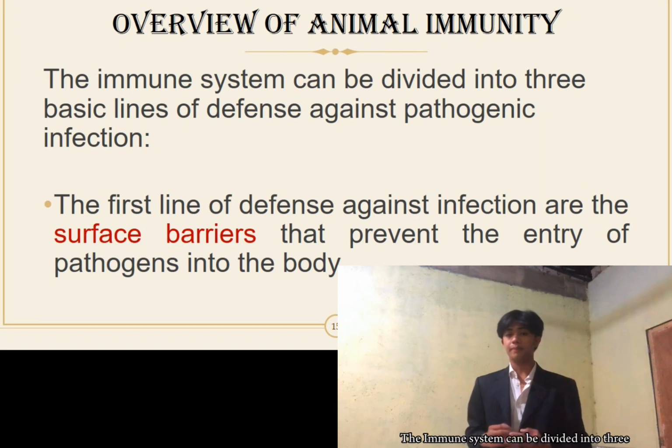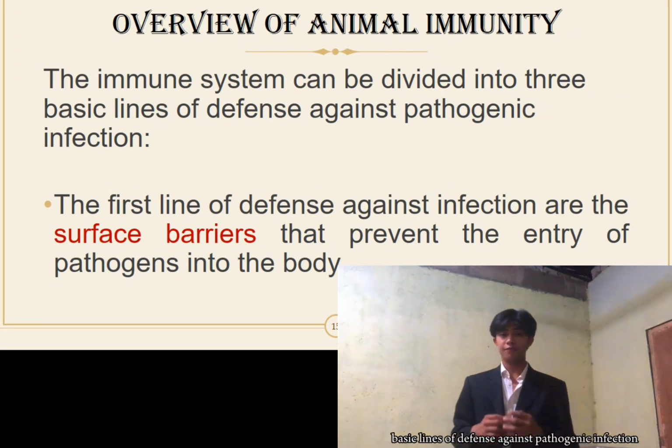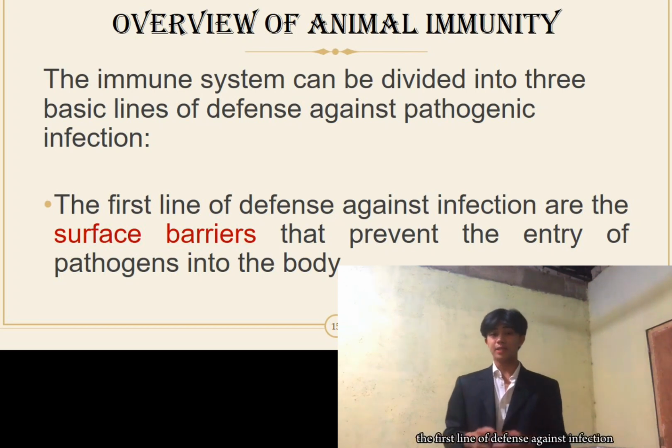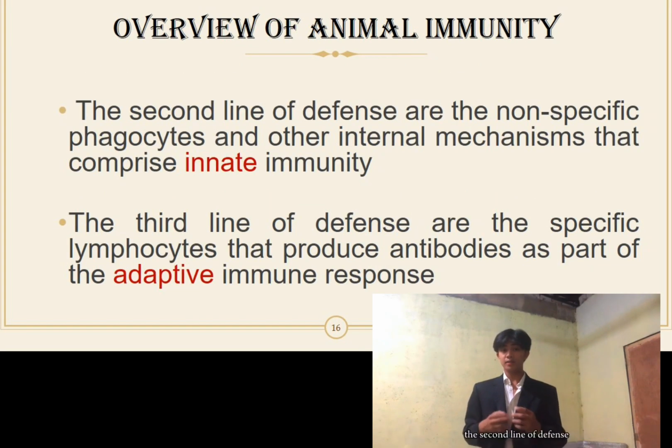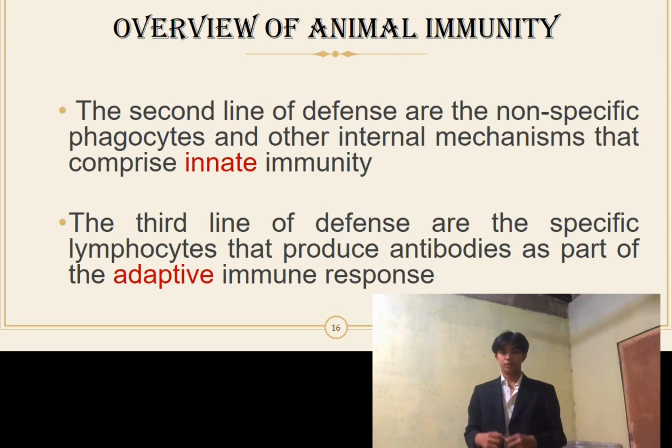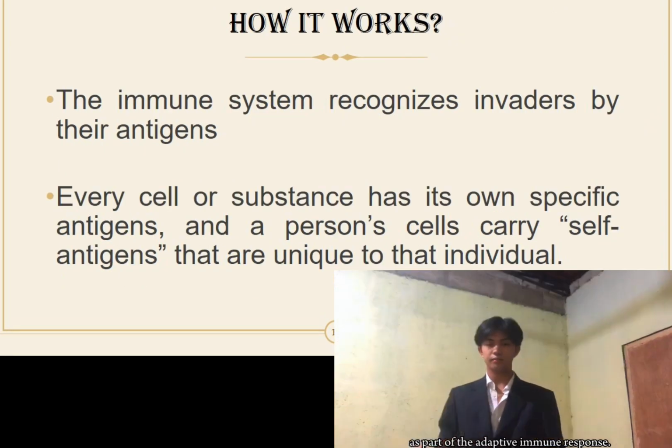The immune system can be divided into three basic lines of defense against pathogenic infection. The first line of defense against infection are the surface barriers that prevent the entry of pathogens into the body. The second line of defense are the non-specific phagocytes and other internal mechanisms that comprise innate immunity. The third line of defense are the specific lymphocytes that produce antibodies as part of the adaptive immune response.